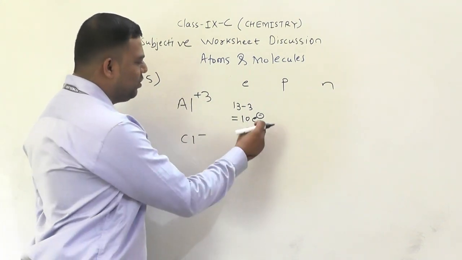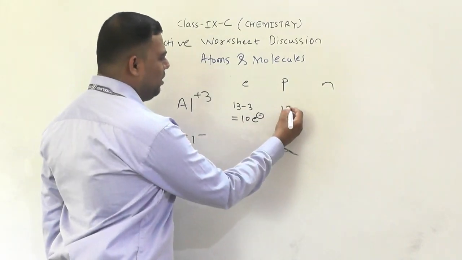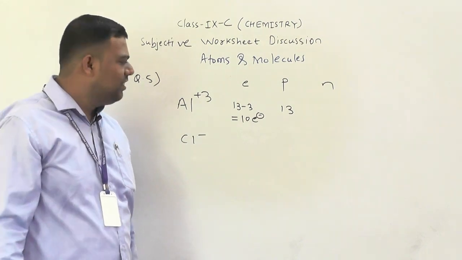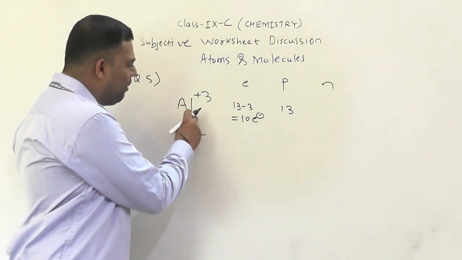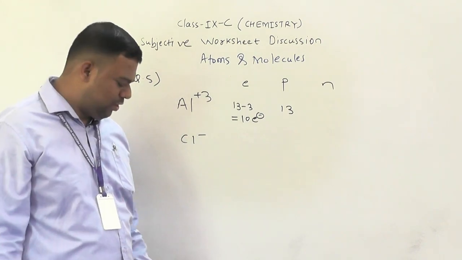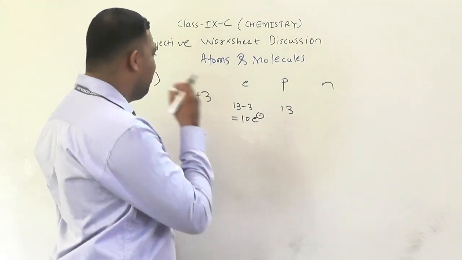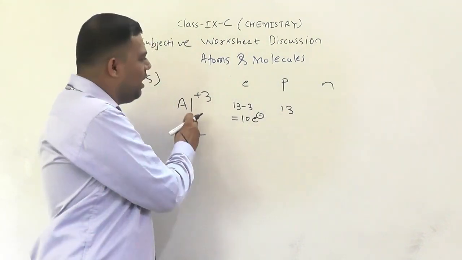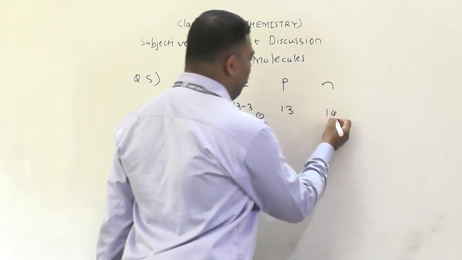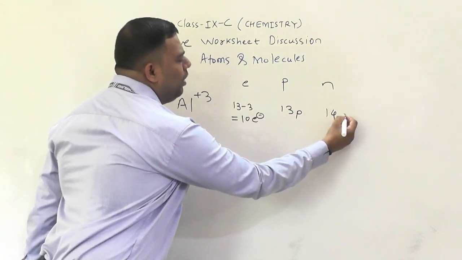Okay, so we discussed already electrons, how much? 10 electrons. So protons, how much? 13. This also we discussed. Whatever the atomic number is, that is the number of protons. Okay, so protons are done, now it's time to calculate neutrons. So neutrons, yes, it is an experimental quantity, 14.